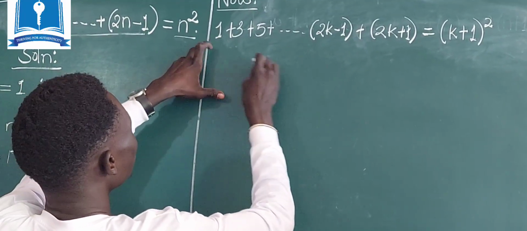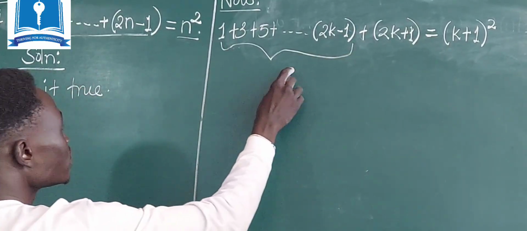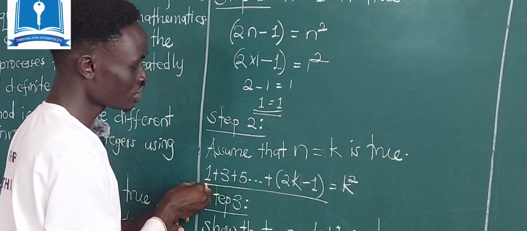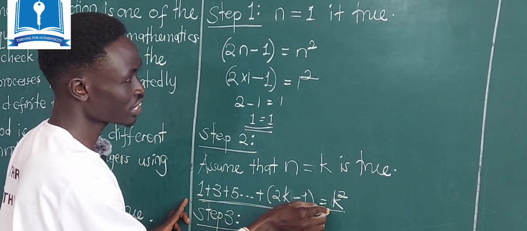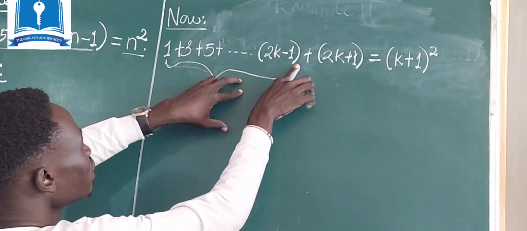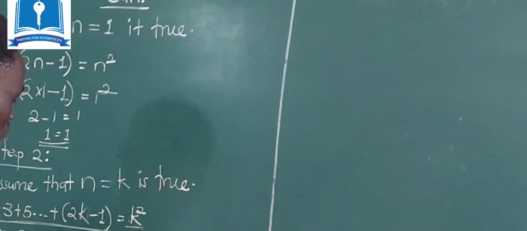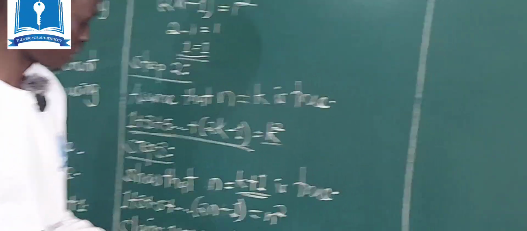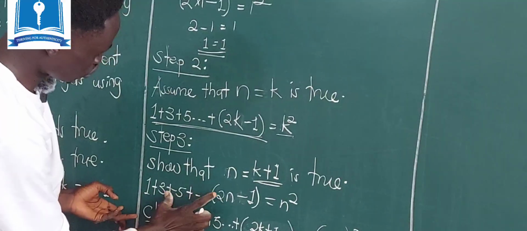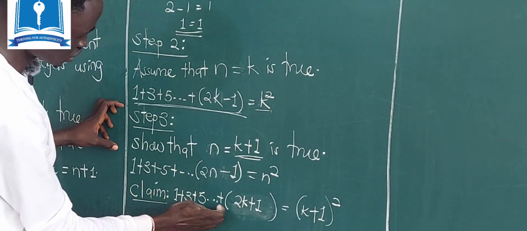this one from here up to here. It is in the second step, which is this. So the whole of this one is equals to k squared. So meaning now, from the claim here, we got this, okay.